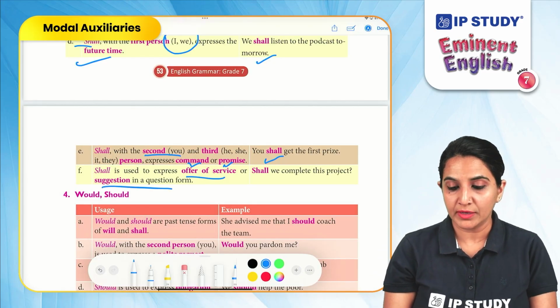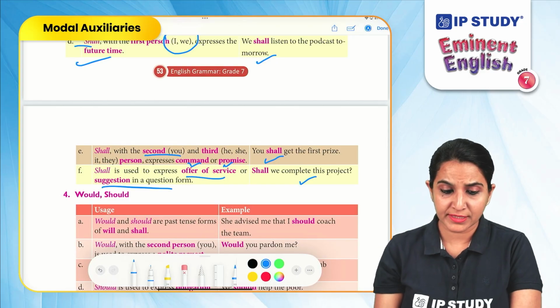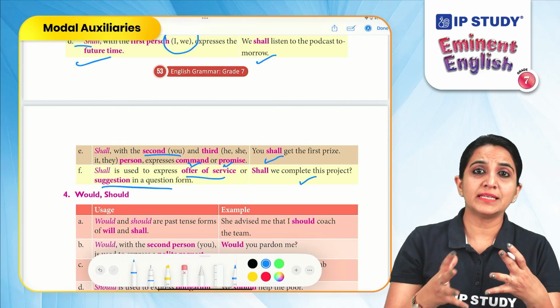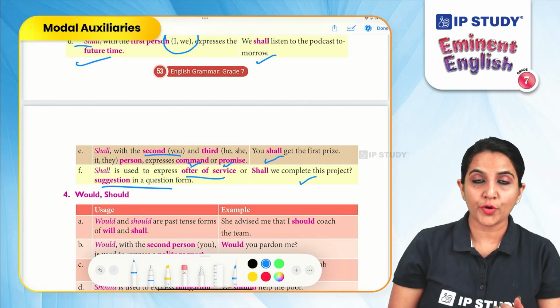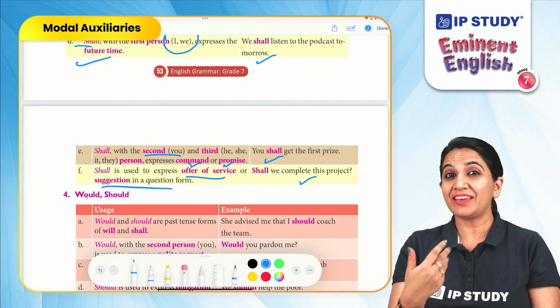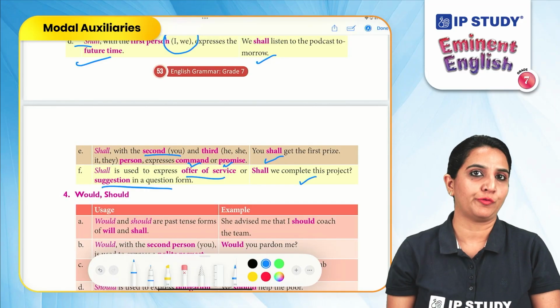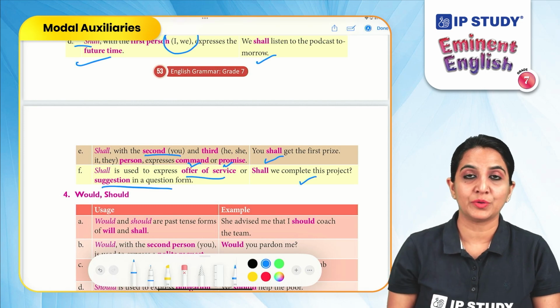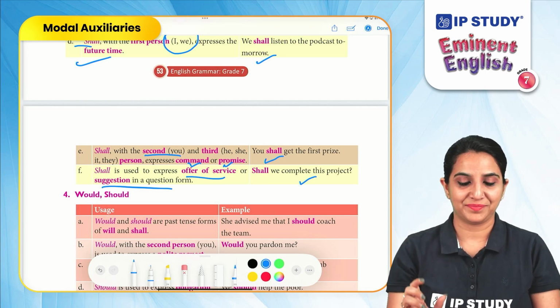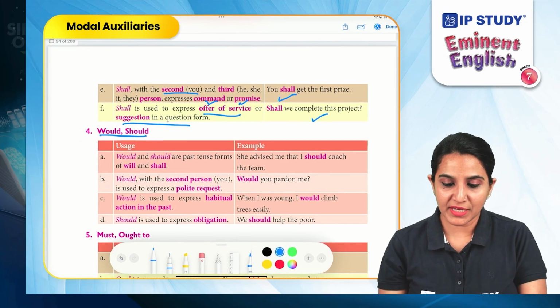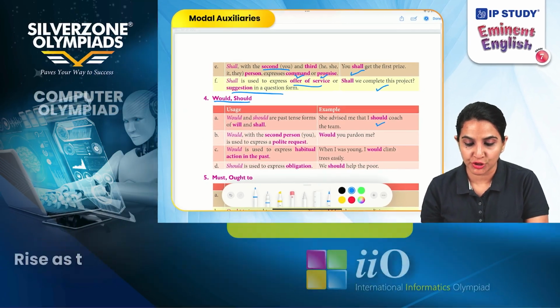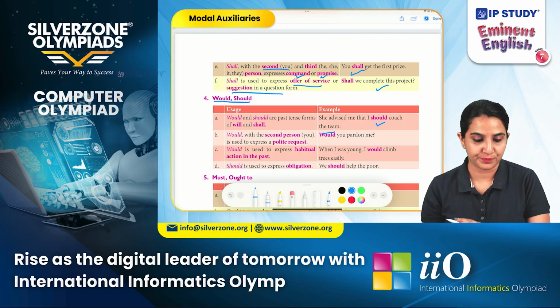Shall is also used to express offer of service or suggestion in a question form. For example, shall we complete this project? So, shall is mostly used when you're expressing offer of service, or you are just asking or giving a suggestion in the question form. In those scenarios, we use shall.